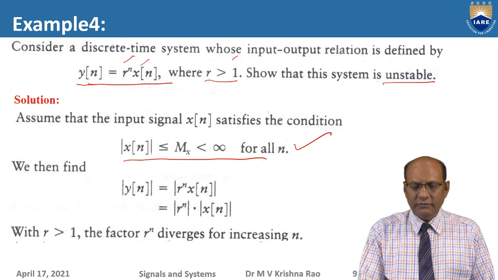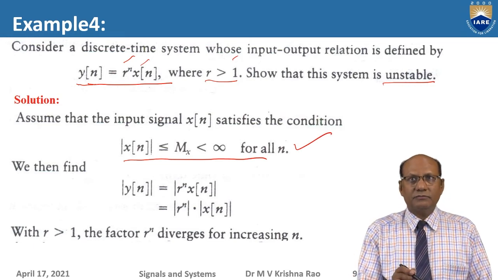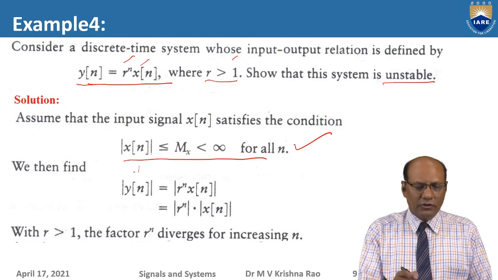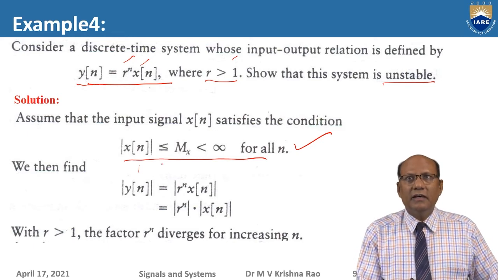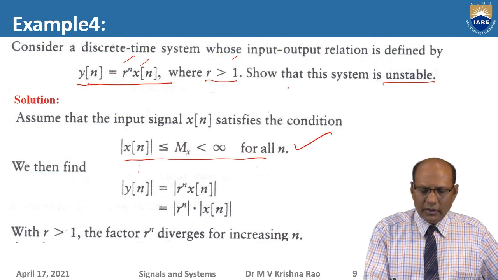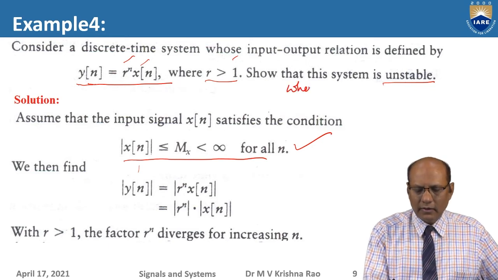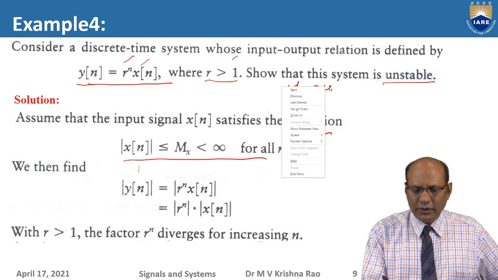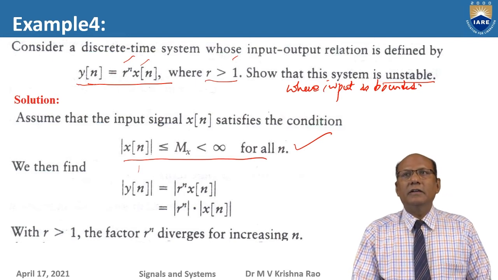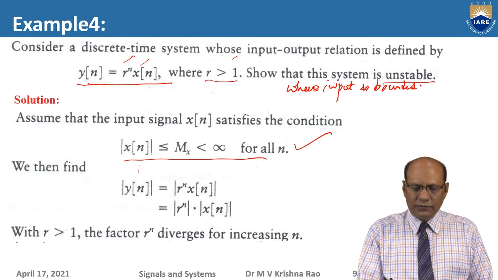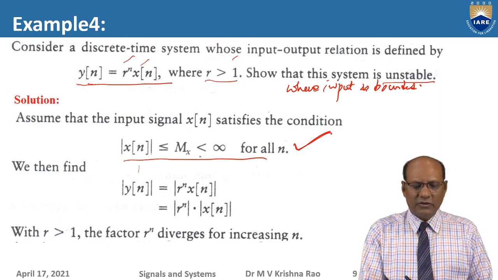So this is the input condition. We are assuming bounded input. Even though it is not given in the problem, you have to assume it, and I can say that the input is bounded. If the input is bounded, the maximum limit is mx here.